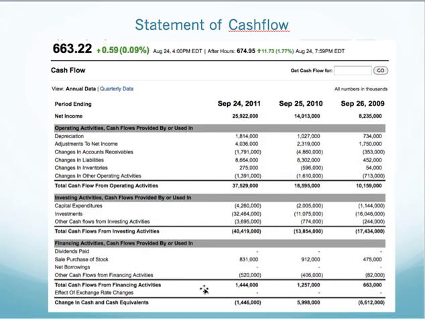And all of these financial statements, their purpose is to really tell the readers what has happened to Apple Computers during that period of time. This ends our discussion.